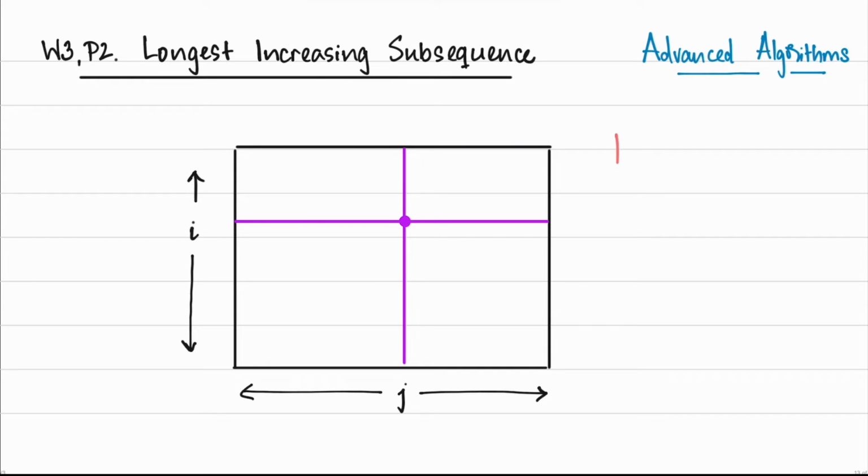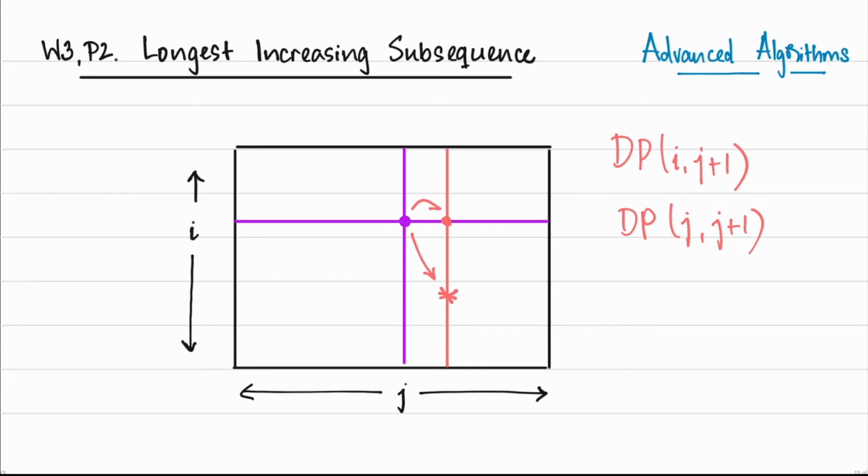So remember the 2 entries that we pinged were dp of i comma j plus 1. This was when we did not include the jth element in the solution for whatever reason. And the other one was j and j plus 1, right? So of interest is the j plus 1th column at the ith row, as well as the j plus 1th row. So this is going to be a rough estimate of where the j plus 1th row is.